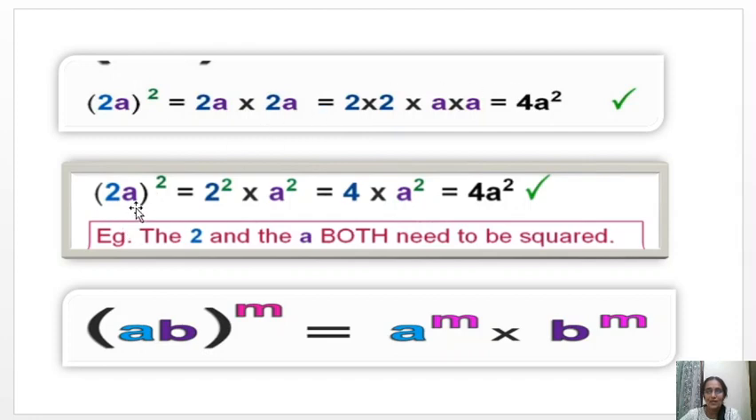So we can write 2a whole power 2 means each base has to be raised to the power of 2. Each base means 2 has to be raised to the power 2 and a has to be raised to the power 2. We will get the answer as 4a square.